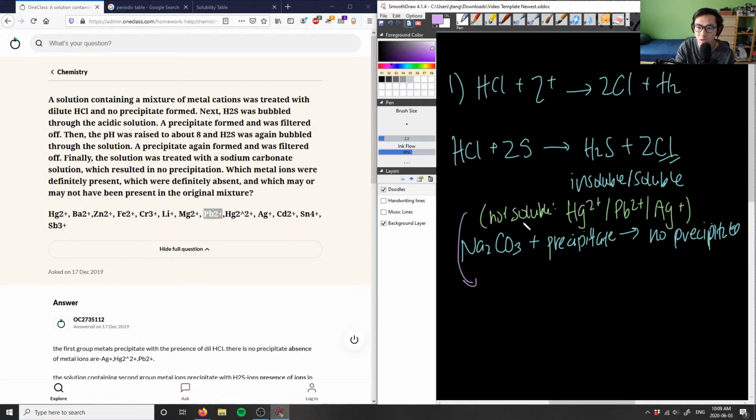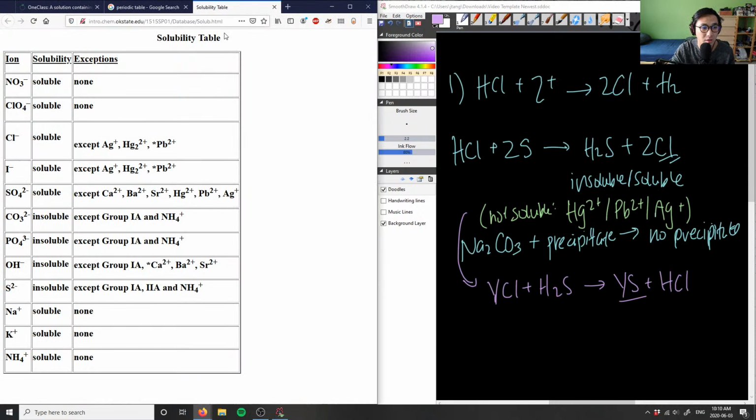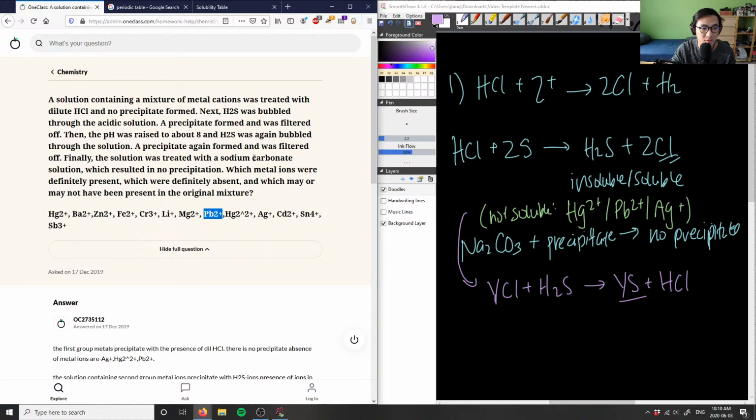So in this step, and I'm not going to confuse it with the other step, we either know we have these three cations, so maybe I'll make this a YCl plus H2S, and then we're going to get back HCl, right? So we get YS plus HCl. And YS here is really important because it depends if it's mercury sulfide, lead sulfide, or silver sulfide. So if we look at our compounds here, it says this is going to be insoluble, right? And as you can see, a precipitate formed again, which is good, and was filtered off.